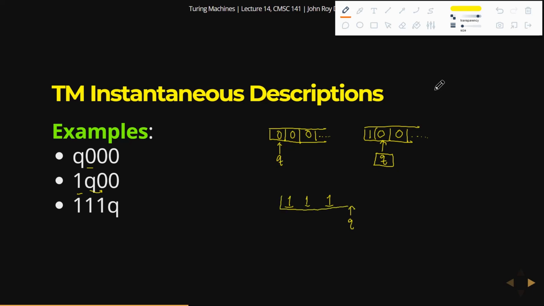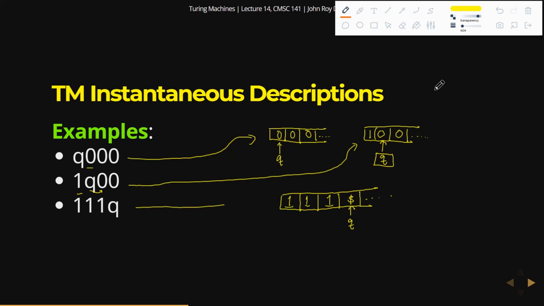So if this is the infinite tape, you have this. And this is supposed to be a dollar sign. It's a blank, right? So Q is now pointing at the end of the string. Okay, so this is how the instantaneous descriptions look like in actual Turing machines. Okay, so hopefully that's clear.